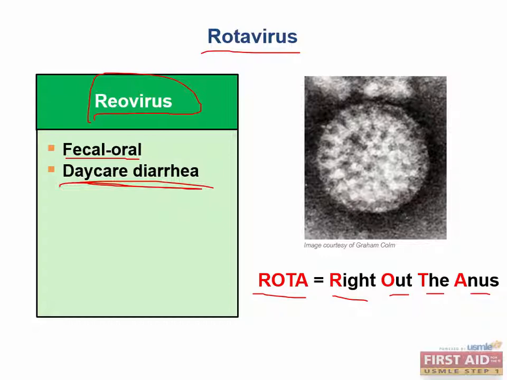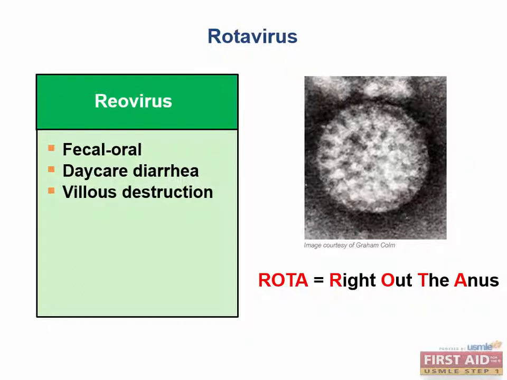The virus leads to destruction of the villi, or villus destruction, in the GI tract. This destruction leads to loss of sodium and potassium, resulting in fluid loss and electrolyte imbalances. Treatment of this disease involves supportive care, but there are 2 vaccines available, both of which contain live rotavirus.